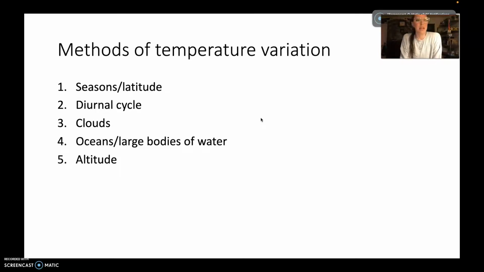And then the second idea is the diurnal cycle. If you're like, what in tarnation does diurnal even mean? Have no fear, I'll go into it. And then the third method is clouds. And the fourth is oceans, or proximity to oceans and large bodies of water. And lastly, altitude.